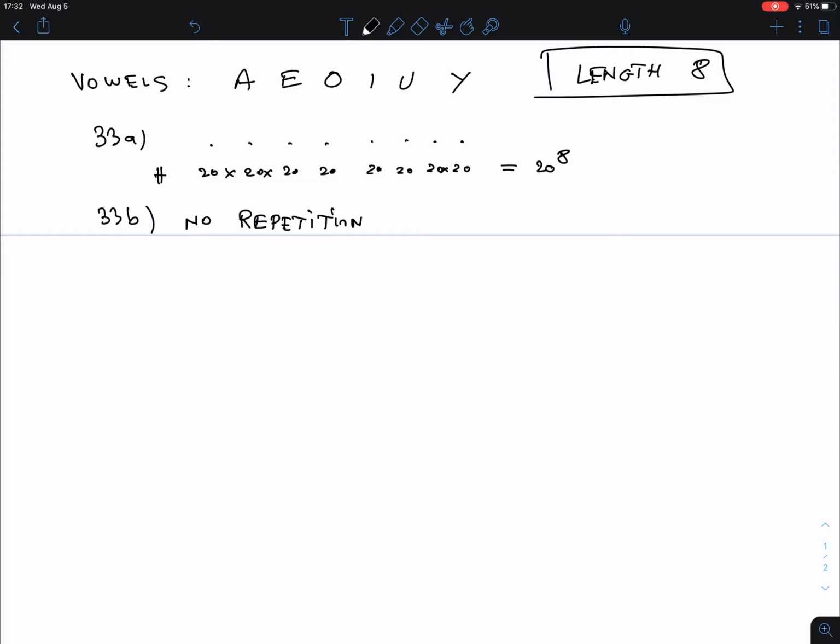Okay, we haven't done this, but I think there's an example in the book that I want you to read. But okay, let's do this now.